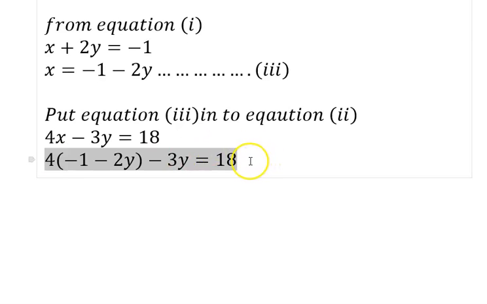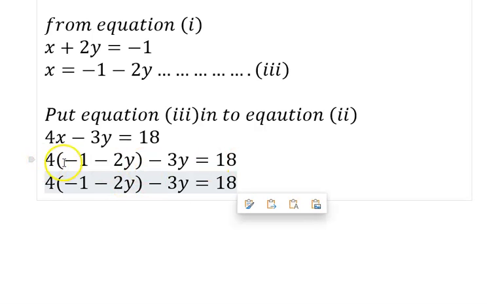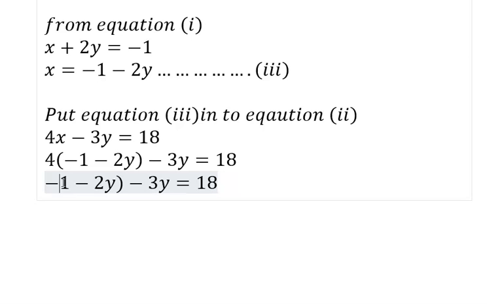Don't forget, I said in simultaneous equations we are looking for two unknowns. So we are looking for x and y in this question. Let's open up this bracket. So 4 times minus 1 will give us what? Minus 4. Then 4 times minus 2y will give us what? Minus 8y.